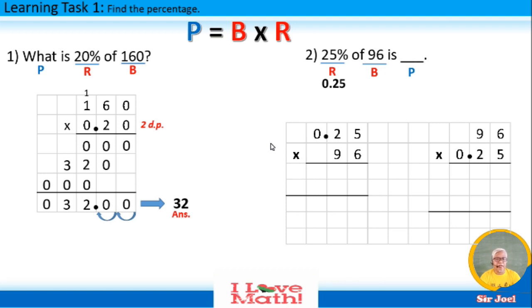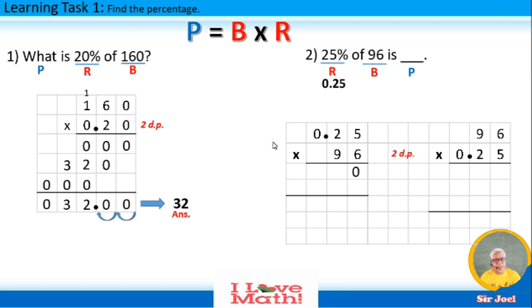Pwedeng baliktarin kasi nga multiplication is what? Pwedeng commutative. Pwedeng pagbaliktarin. Okay. So now, in the problem, meron ulit tayong 2 decimal places. Okay? So let us multiply. Unahin natin yung 0.25 times 96.